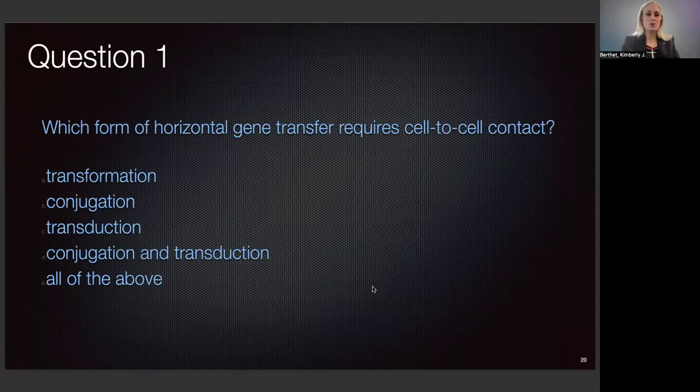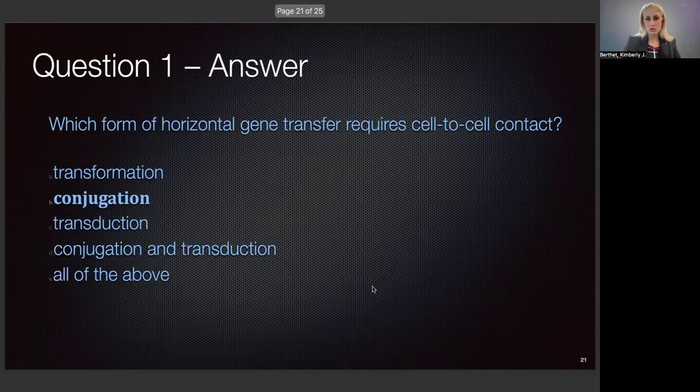Okay, that leads us on to our questions. Question one, which form of horizontal gene transfer requires cell-to-cell contact? We'll give you a minute to answer this one. Our answers are transformation, conjugation, transduction, conjugation and transduction, or all of the above.